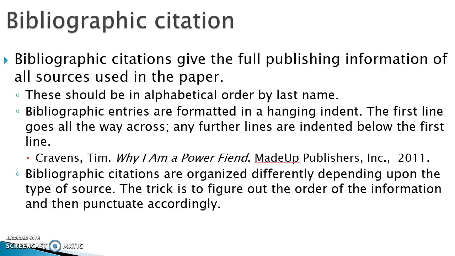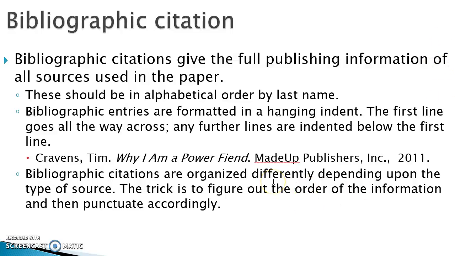All right, so let's move on to bibliographic citation. That's the citation at the end of your text that has all the information that any reader would need in order to find your original sourcing. Bibliographic citations should be in alphabetical order by last name. They are formatted in a hanging indent, which means that the first line goes all the way across, and then any further lines are indented below that.